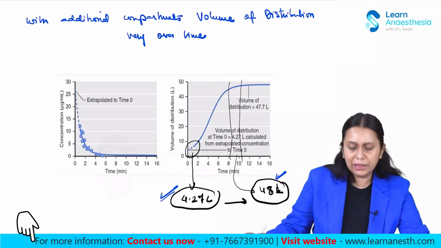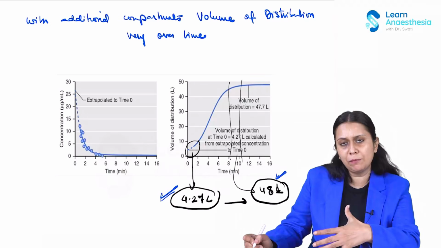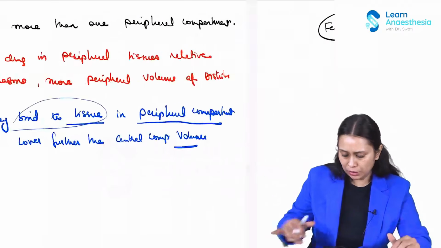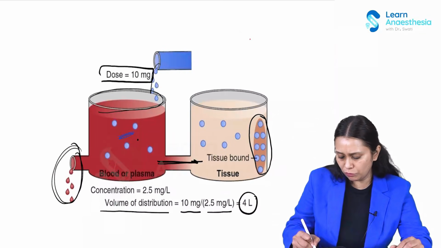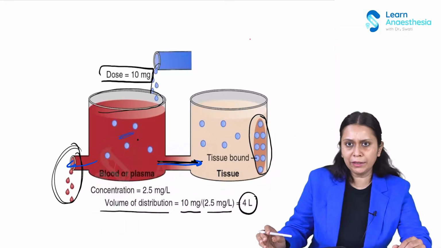This increase is due to distribution of drug into the peripheral compartment and also elimination of drug. So this decrease in the concentration of drug in the central compartment is due to movement of drug into the periphery and also elimination of drug, right?